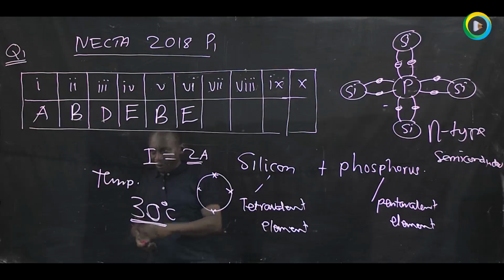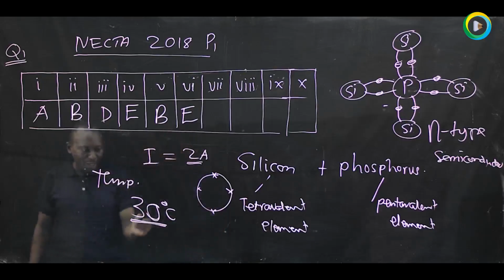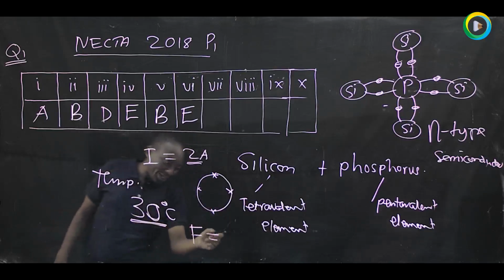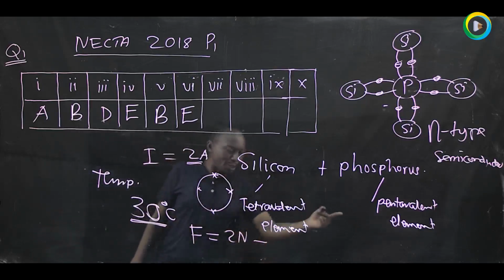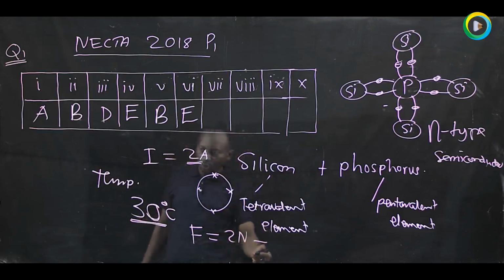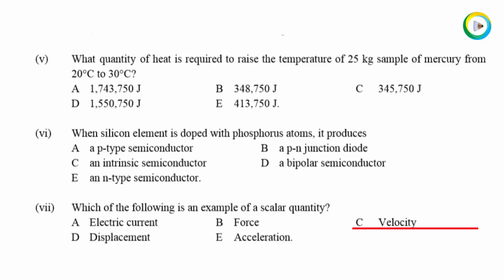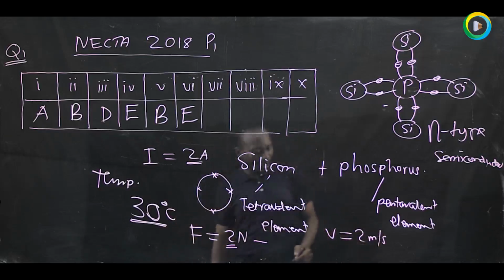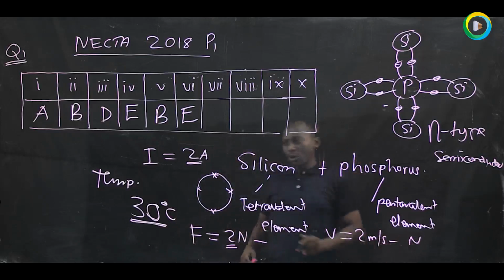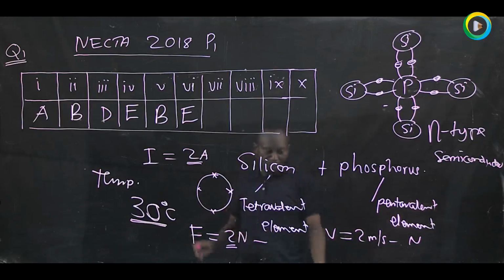B, force. Force is a vector quantity because when you say the force on a body is 2 Newton, you can say force is 2 Newton towards the north, or the force is 2 Newton towards the right or towards the left. The thing has magnitude and direction. Velocity also. The velocity of a body is 2 meters per second. You can say 2 meters per second north, or 2 meters per second south, 2 meters per second towards the right or towards the left. Velocity is a vector quantity.